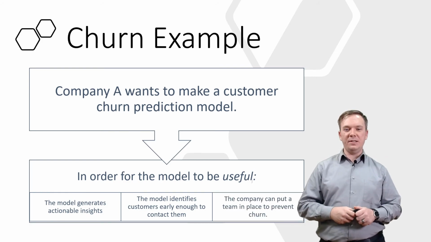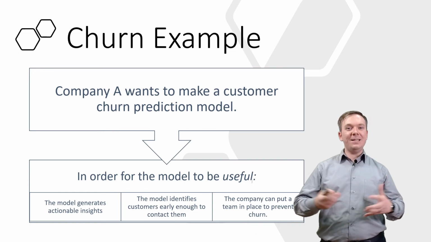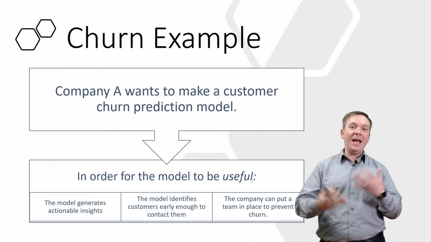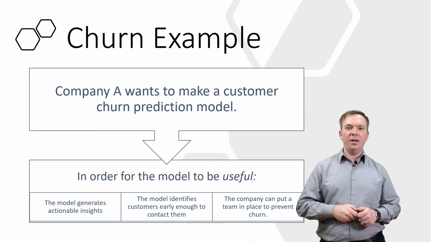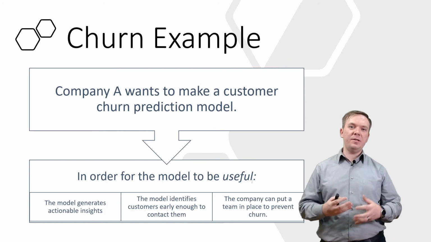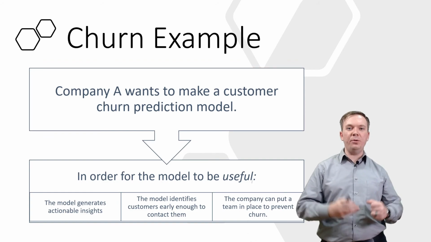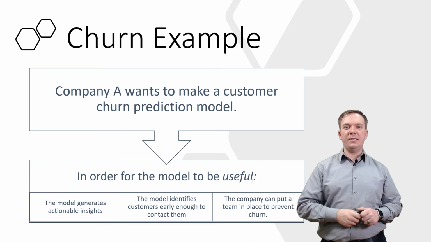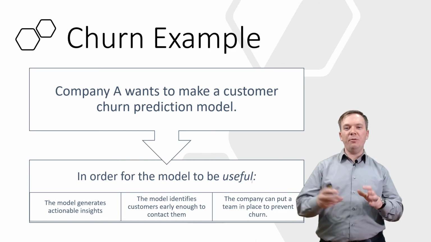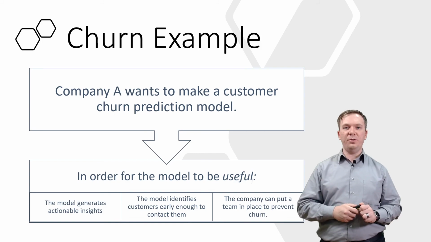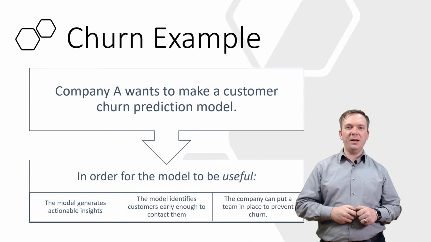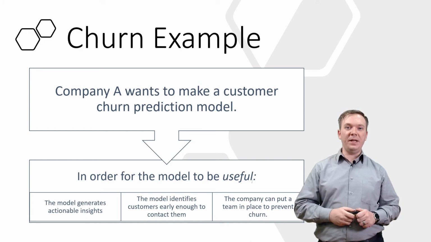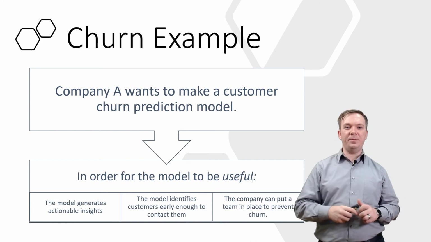And the third question is, can the company put a team in place to prevent churn? Is the company even capable of having a team to prevent this churn from happening? Oftentimes, companies don't have a customer service team that is able to create an intervention with a customer to say, hey, you're about to leave the company. We don't want you to. Let's see what we can do to keep you. And this is actually something that a company has to think about, and it's not something that companies are by default set up to do.